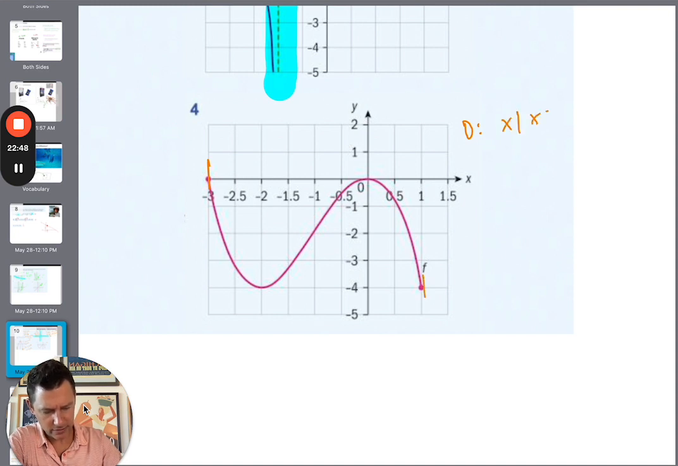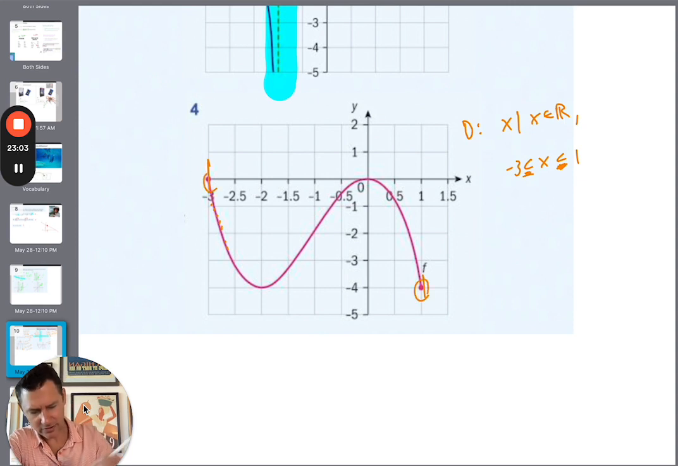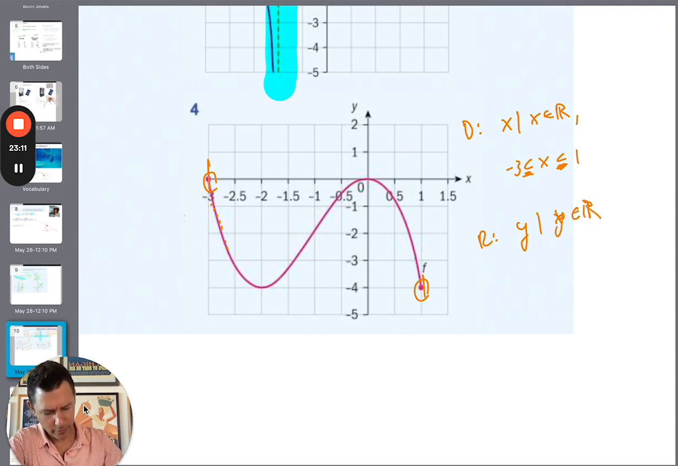Similarly, the domain is going to be the set of x's, so from -3 to 1, so x is such that x is in the set of all real numbers. It's all real numbers because we have all these little connected dots, and I want x to be between -3 and 1. I'm using this as inclusive because these are closed dots. And the range the same way, y such that y's are in the set of all real numbers. And I'm going from -4 up to 0 inclusive.